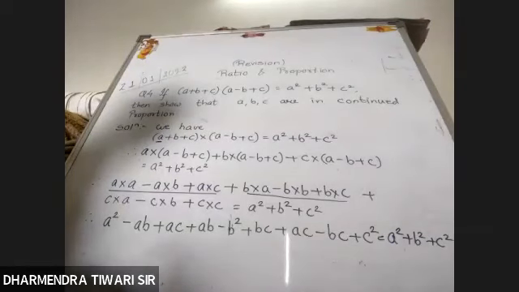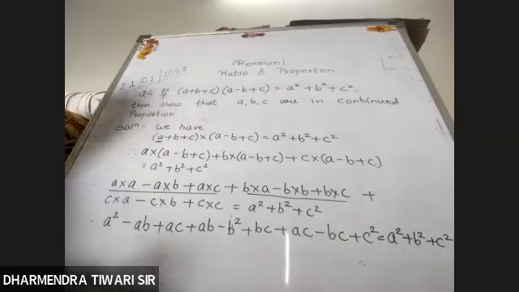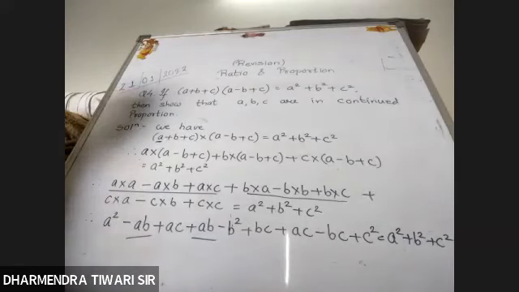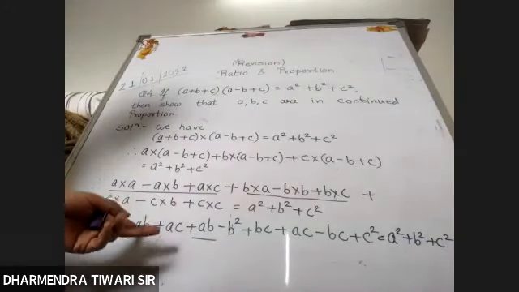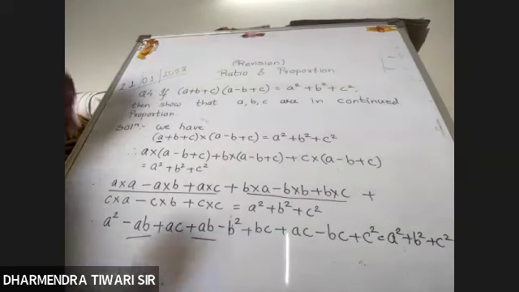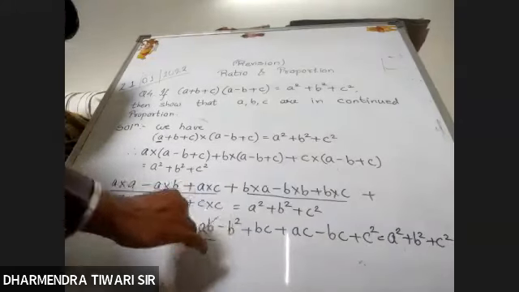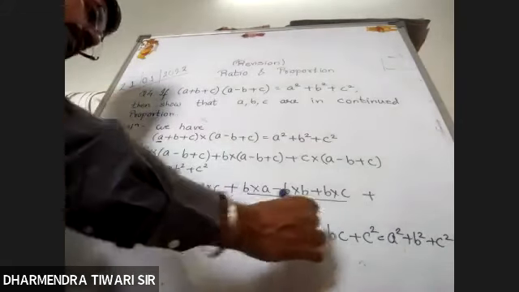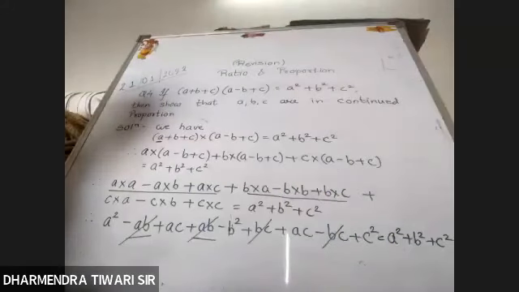Now, what we need to do, just observe it. After observation, we can see that the terms present on the same side here, AB, AB, they're having opposite sign, but the terms are same. So they will cancel each other. Minus AB plus AB gets cancelled. BC minus BC cancelled each other.